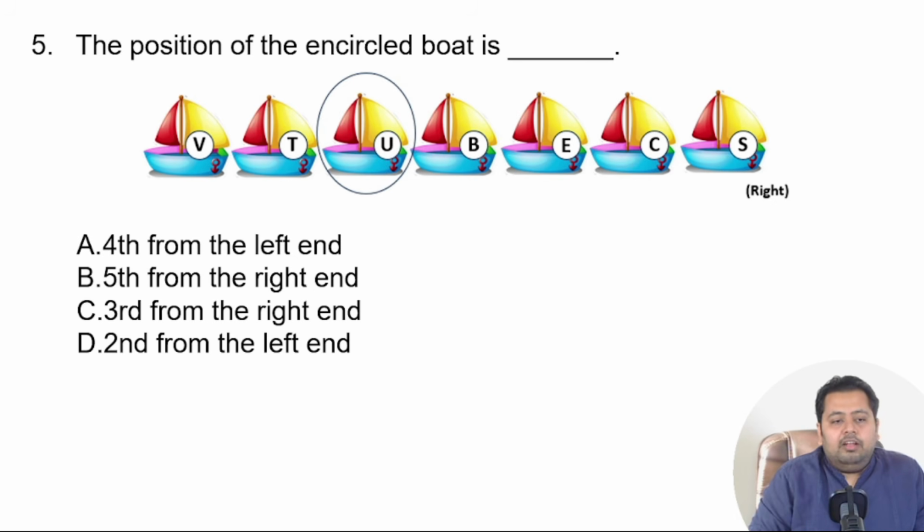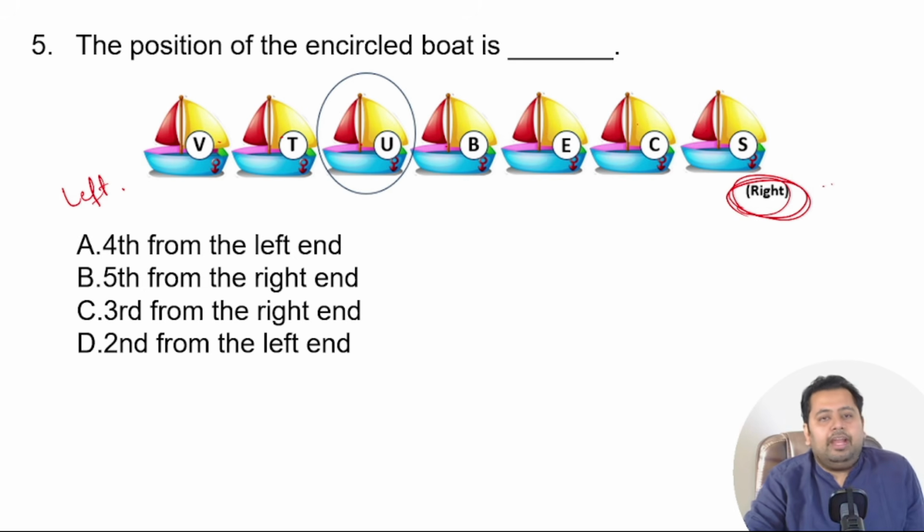Great. The position of the encircled boat is dash. So there are 1, 2, 3, 4, 5, 6, 7. So there are 7 boats, and this is the right side. So obviously this becomes left side. Now you have to find the position of boat U, that is given over here. Again, take 3 seconds. We meet the other side.